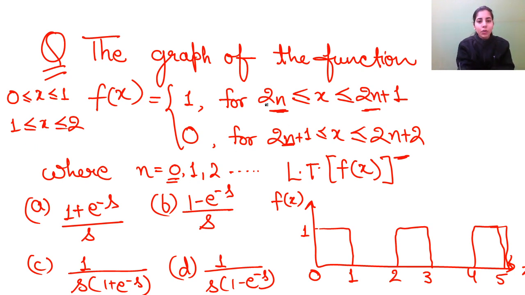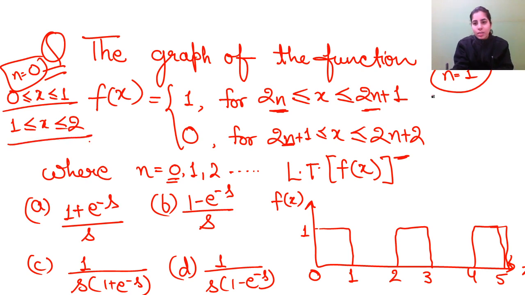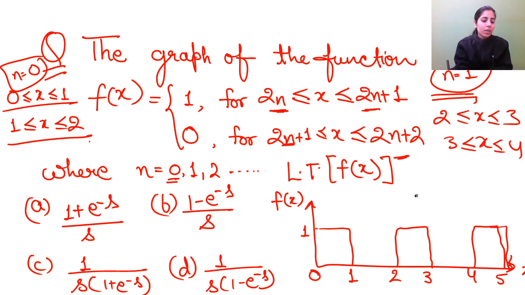Then again, if I'm going to talk about the first one, it will become 2 to 3 when I talk about n is equal to 1. Clear? This was for n is equal to 0. These ranges we were getting for n is equal to 1, but you will get 2 ones are 2, and then 2 ones are 2 plus 1, 3. So 2 to 3 first, and the second one will become 3 to 4. Clear? When you put n is equal to 1.